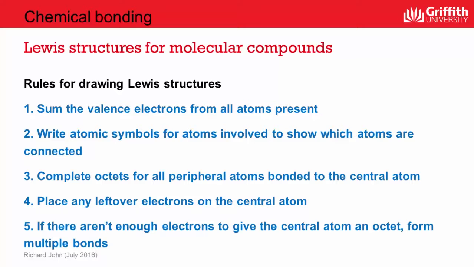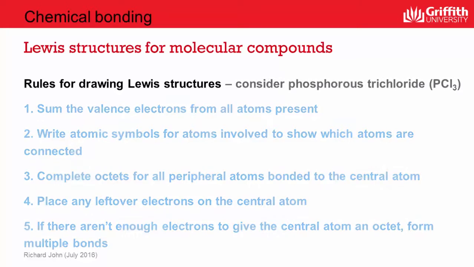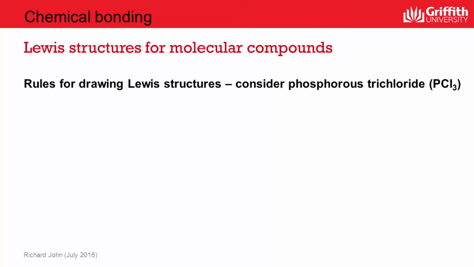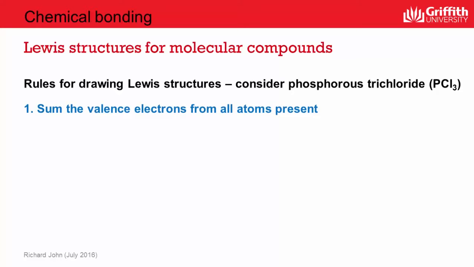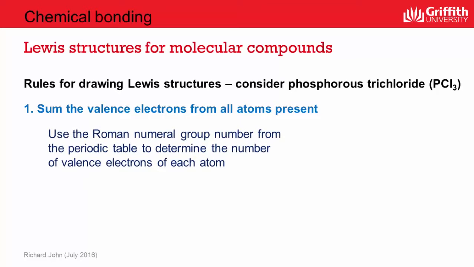Now, as with any set of rules, they're best demonstrated using an example, and we will use those rules to construct a Lewis structure for the polyatomic molecular compound phosphorus trichloride, PCl3. So the first thing we do is sum the valence electrons from all atoms present. We're going to use the Roman numeral group number from the periodic table to determine the number of valence electrons for each atom.